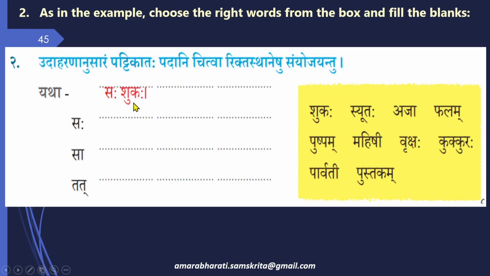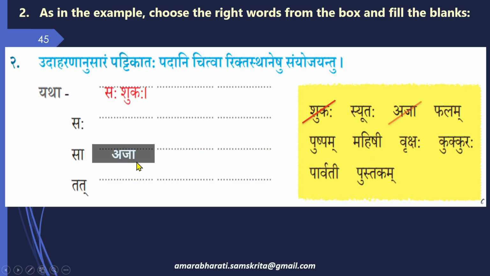Saha shukaha. So they have given Saha here. Saha, this is Pullingam, masculine. Sa is Strilingam, and Tat is Napumsakalingam. So they have already given a word Saha Shukaha, which is a masculine word, Shuka. So we strike off Shuka. So we have the remaining 9 words in the 9 blanks here. So we'll fill them one by one, easy to difficult.